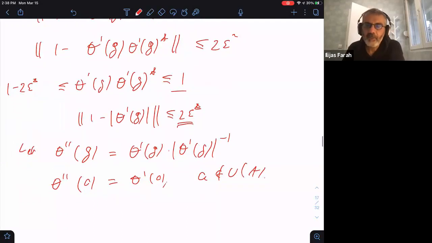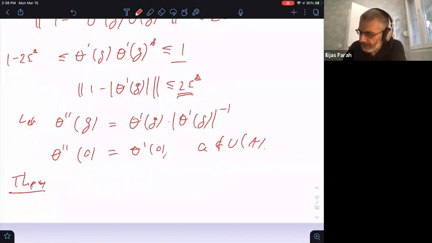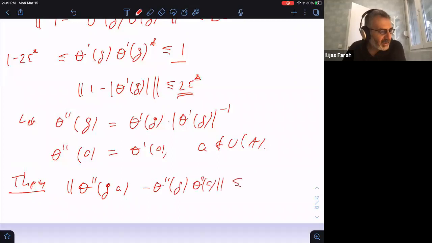And then there are a few more estimates. I don't think there is much point in going into these estimates in public, and I think Hilbert said never make computations in public. So basically, one can just check that theta double prime of g a minus theta double prime of g, theta double prime of a, is in norm at most 14 epsilon squared.